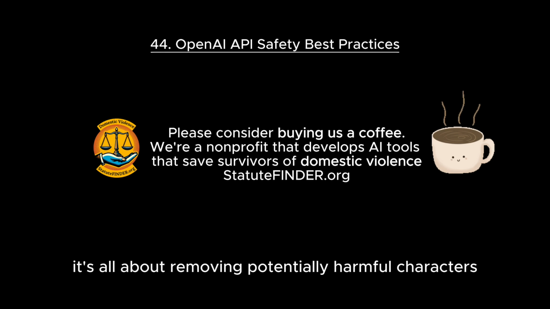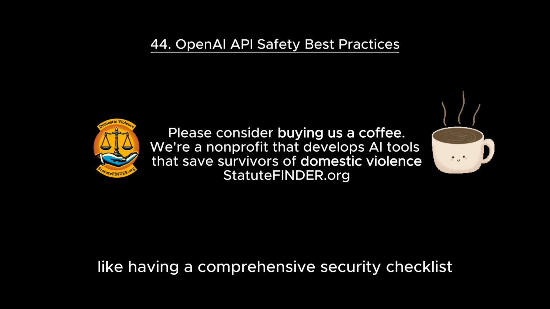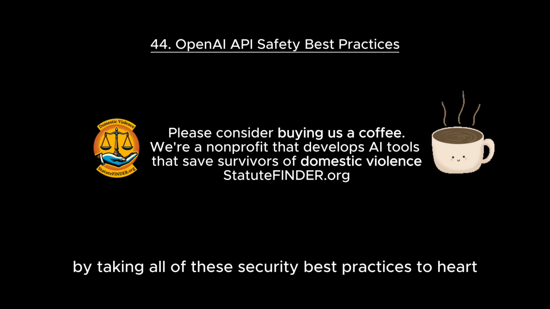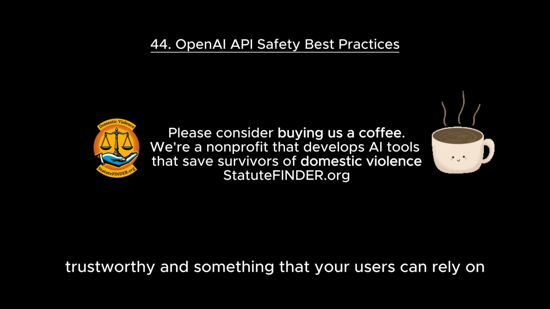It's all about removing potentially harmful characters or code that could mess things up. So it's like a multi-pronged approach. Secure the entry points, control the output, and sanitize the data, like having a comprehensive security checklist. You nailed it. By taking all of these security best practices to heart, you're not just building any AI application, you're creating a system that's secure, trustworthy, and something that your users can rely on.